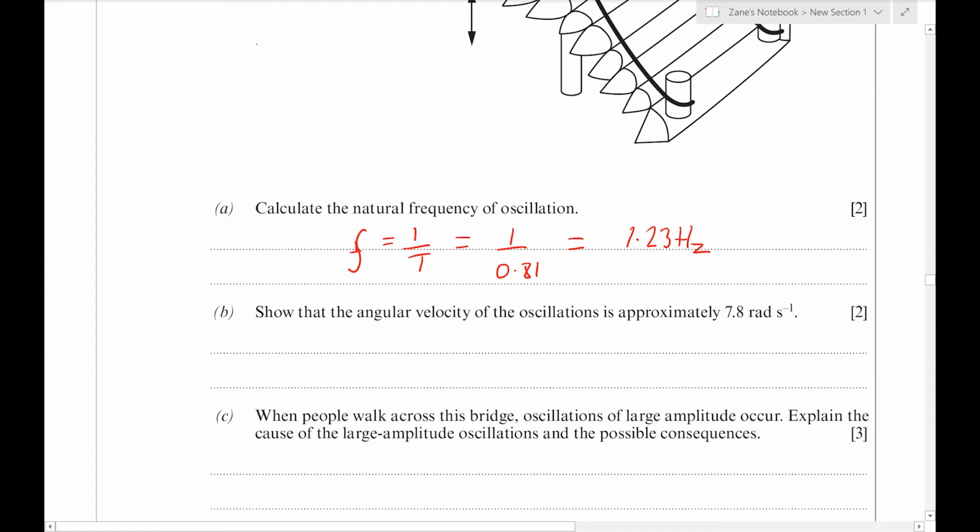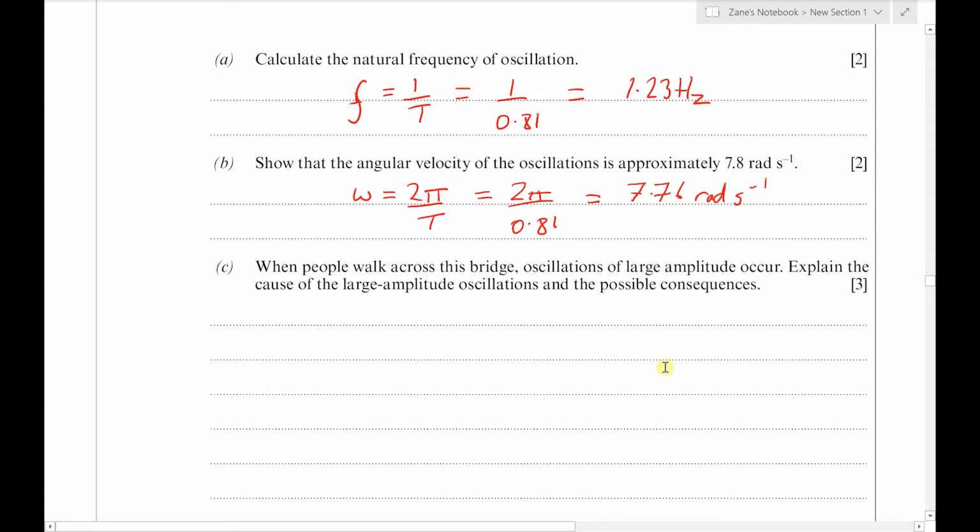Next we've got to show that the angular velocity of the oscillations is approximately 7.8 radians per second. So here we can simply use omega is 2 pi over T, given in the data book. So it's 2 pi over the period of 0.81, and that will actually give us an answer of 7.76 radians per second.